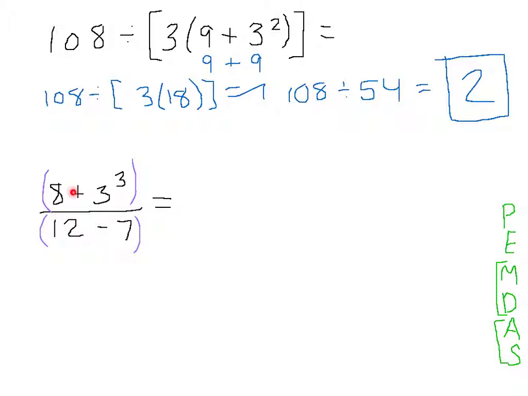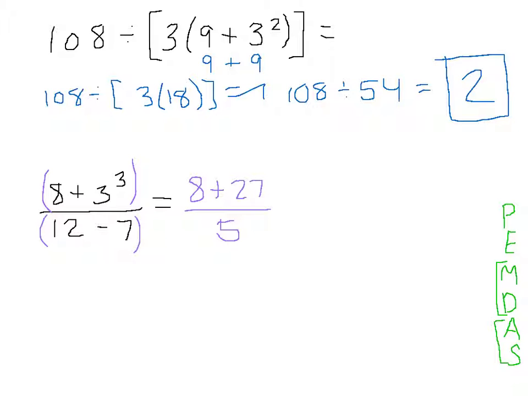So I have 8 plus 3 to the third. 3 to the third is 27. I have to simplify that first, because it is not 8 plus 3. That would give me 11 to the third power, and that's not correct. So we have to do 3 to the third power first. So that gives me 8 plus 27. Now I'm going to focus on the bottom. 12 minus 7 gives me 5.